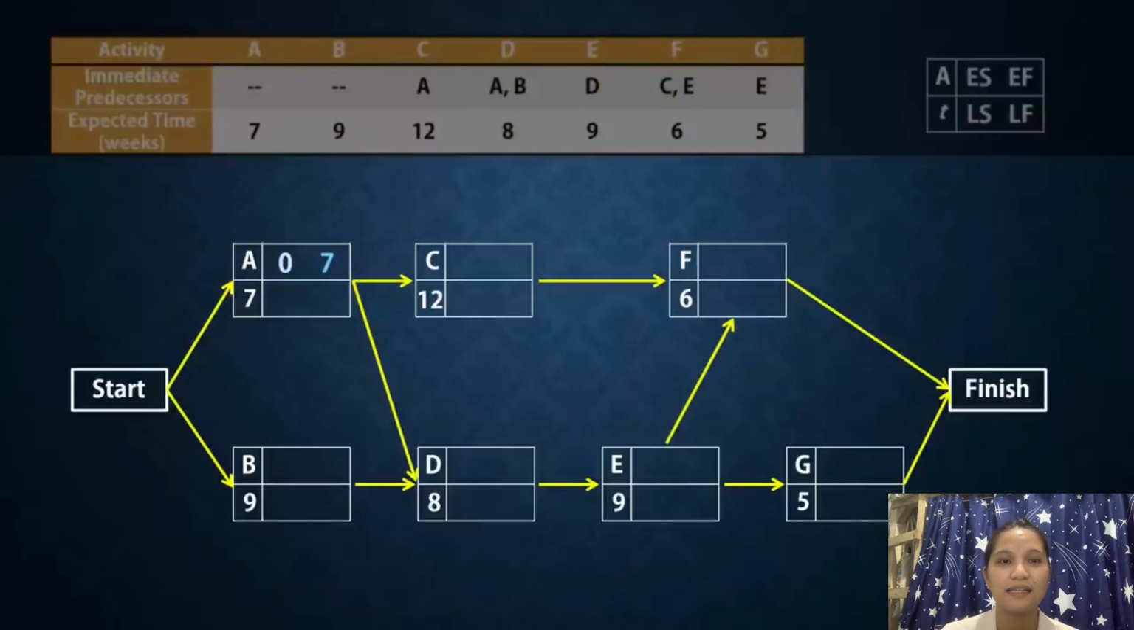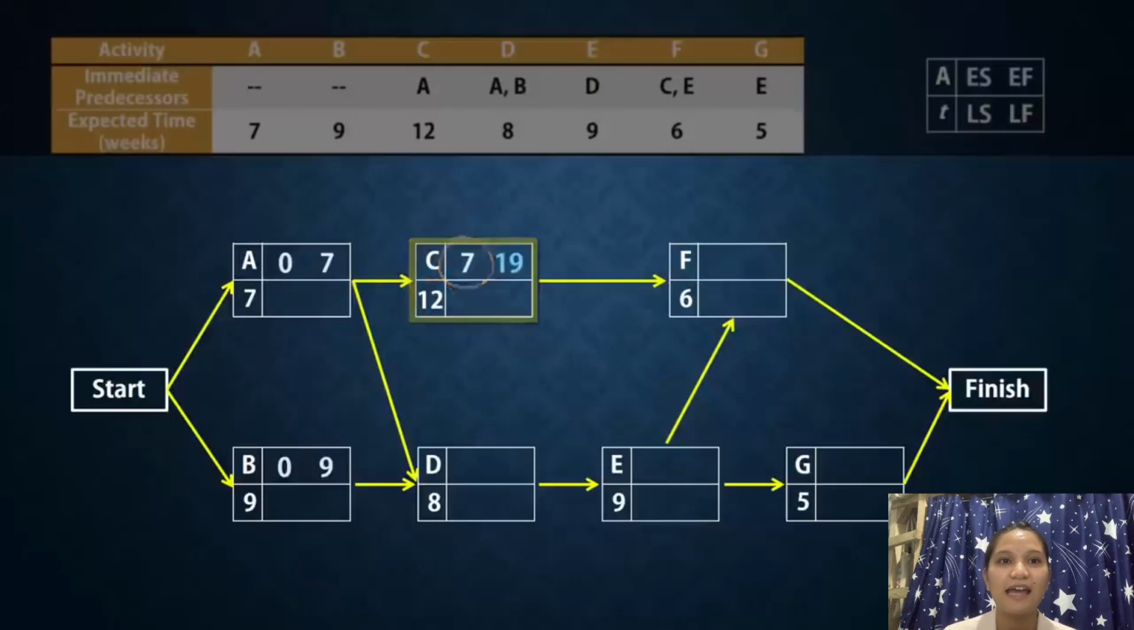B also has an earliest start time of 0, and with an activity time of 9, it will have an earliest finish time of 9. Now C needs A to be completed before it can start. Since the earliest finish time for A is 7, then the earliest time C can start is 7. With an activity time of 12 weeks, C will have an earliest finish time of 12 plus 7, which gives 19.